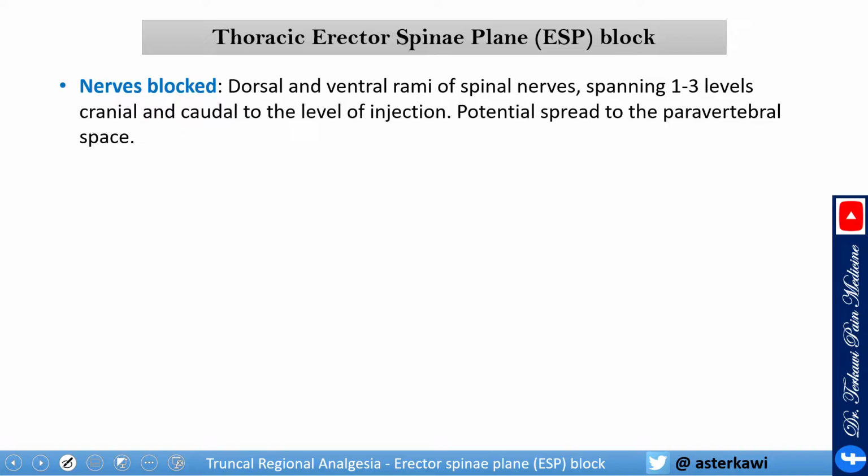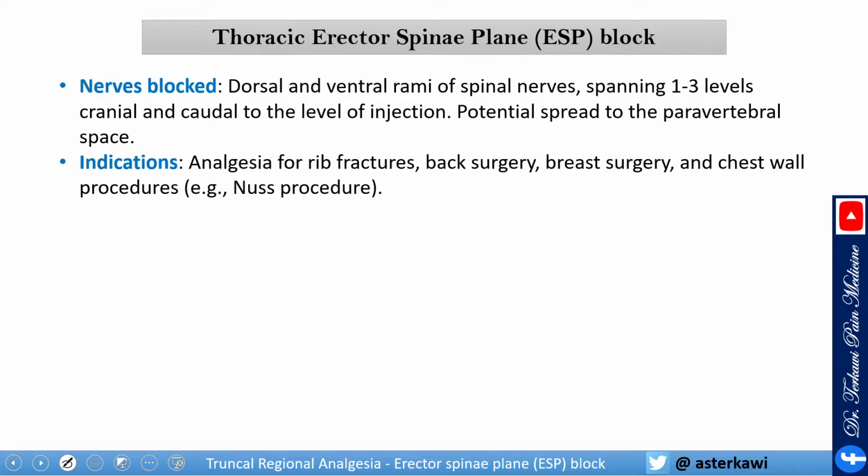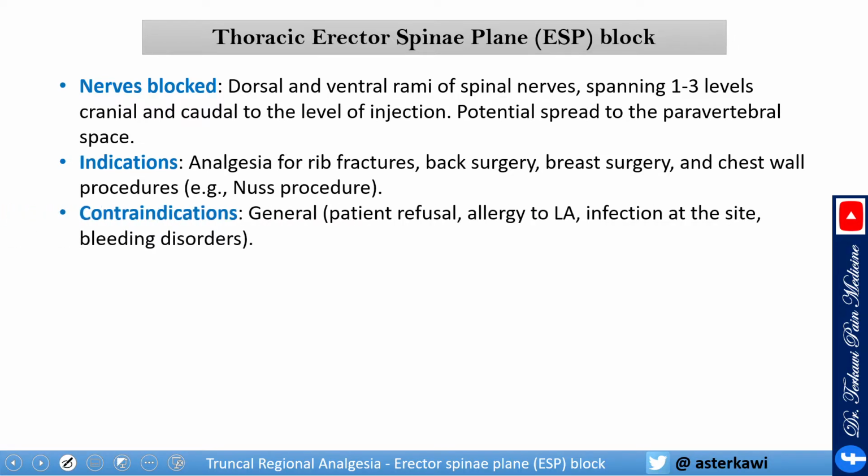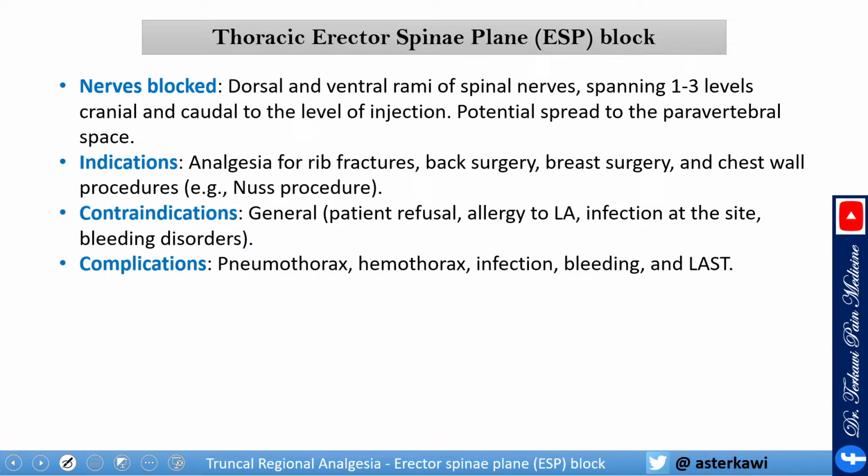What nerves are we blocking? The dorsal and ventral rami of the spinal nerve, spanning 1, 2, 3 levels cranial and caudal to the level of injection, and there is some potential spread to the paravertebral space. Indication: analgesia for ribs, back surgery, breast surgery, chest wall procedures like the NUSS procedure. Contraindications are like any other general contraindications for these types of blocks, and complications: pneumothorax, hemothorax, infection, bleeding, and last.